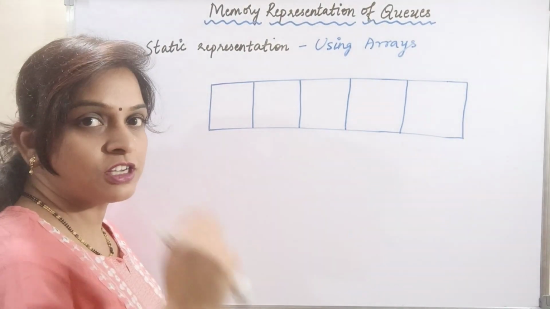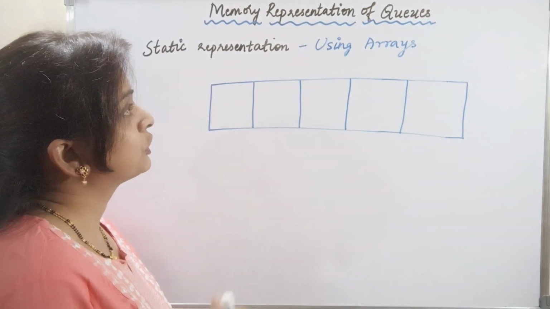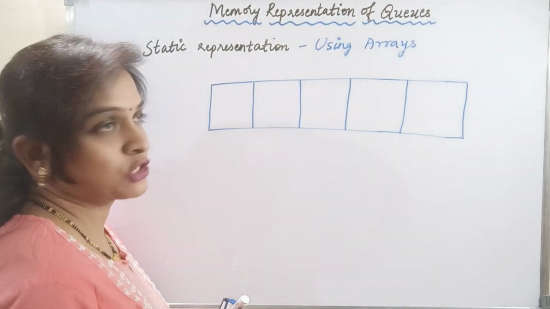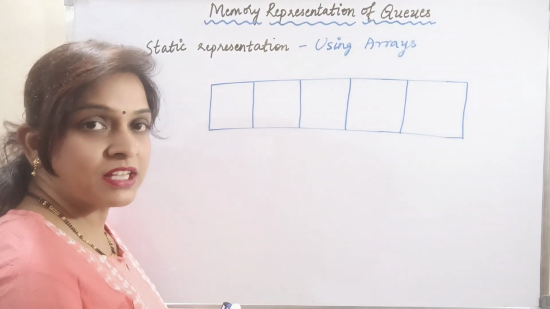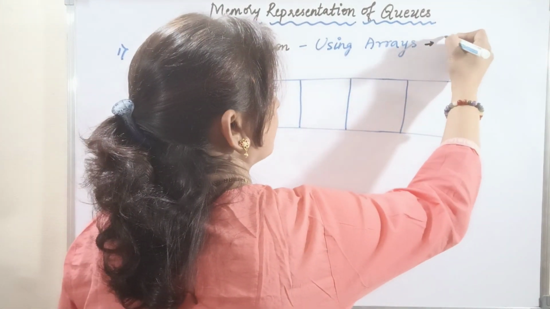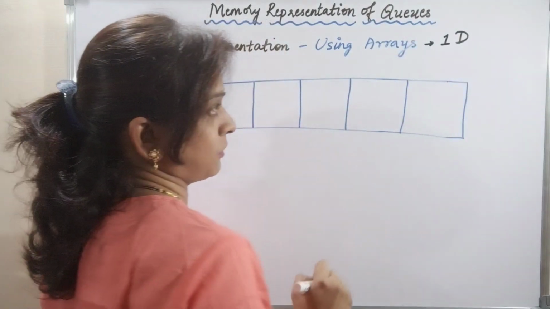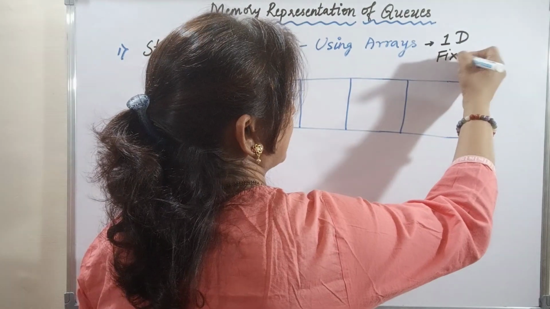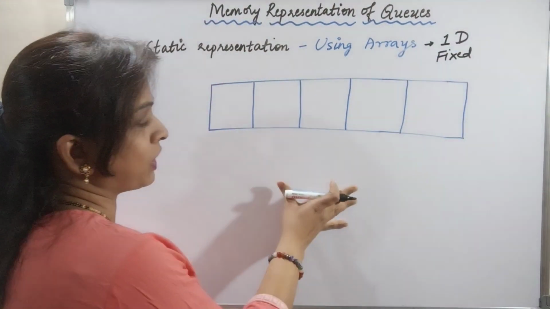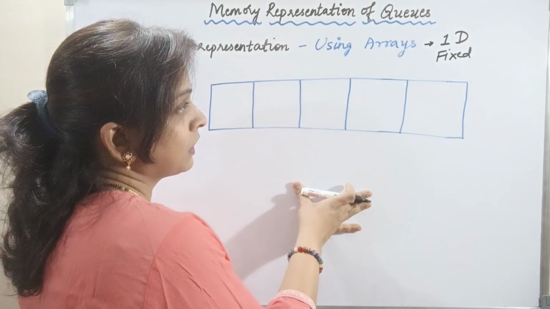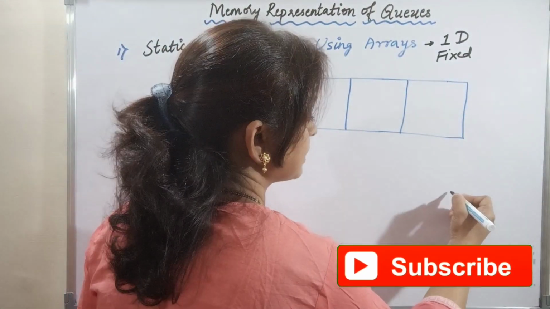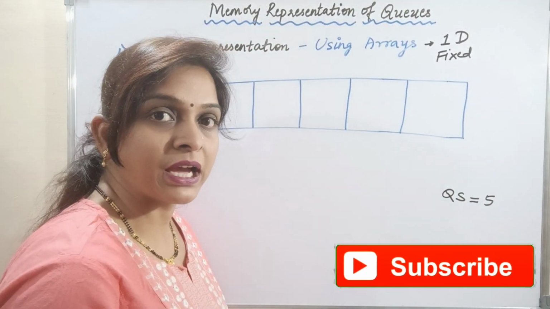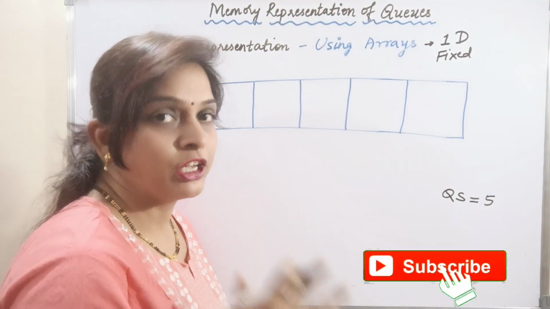Let us understand the first method, that is, representing the queues using arrays. When I say array, we make use of a one-dimensional array here. So the array size is fixed. Let us assume you have a 1D array representation here and the size is 5. That is, the queue size is 5. Maximum 5 elements I can store into the queue.